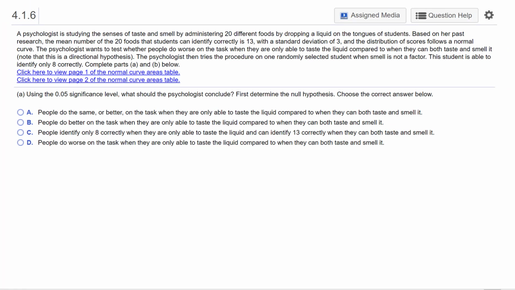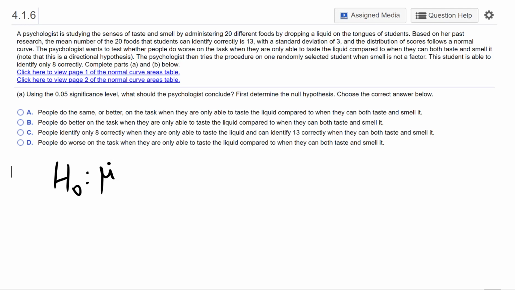Okay, so let's think about this. Using the 0.05 level of significance, what should the psychologist conclude? First, determine the null hypothesis. So recall, the null hypothesis will often use the symbol H0, and is often called the dull hypothesis, no change. In this case, we're talking about means. We'll often use the symbol mu for that.